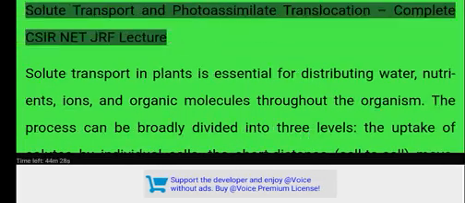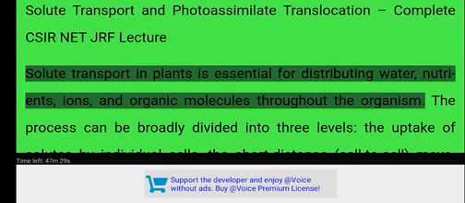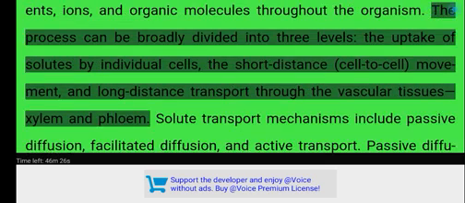Solute transport and photosynthetic translocation. Complete CSIR-NET JRF lecture. Solute transport in plants is essential for distributing water, nutrients, ions, and organic molecules throughout the organism. The process can be broadly divided into three levels: the uptake of solutes by individual cells, the short-distance cell-to-cell movement, and long-distance transport through the vascular tissues, xylem and phloem.